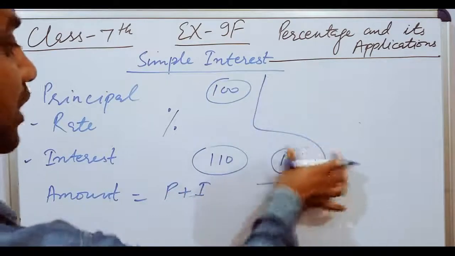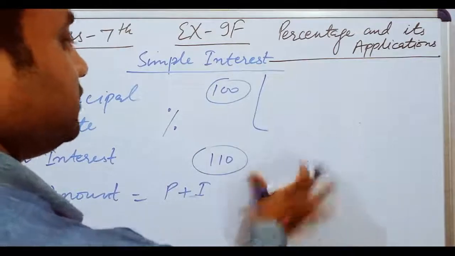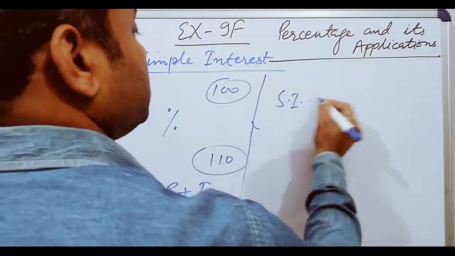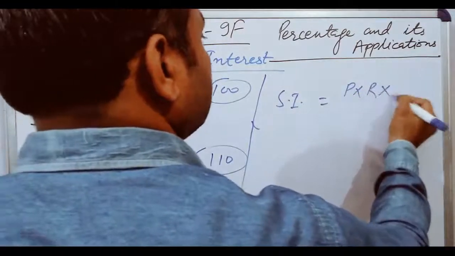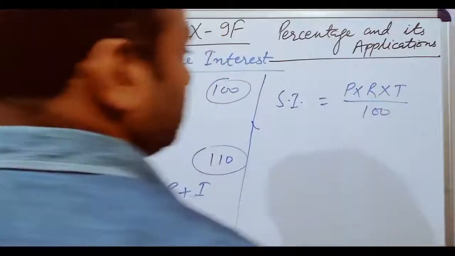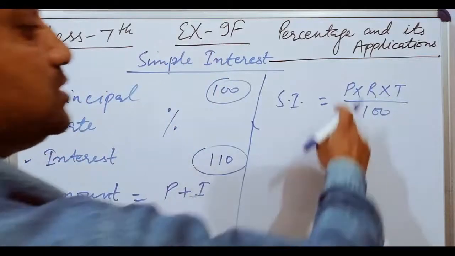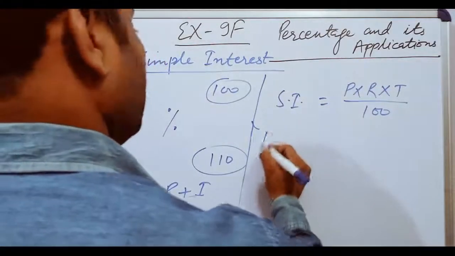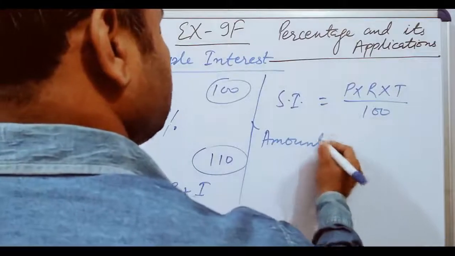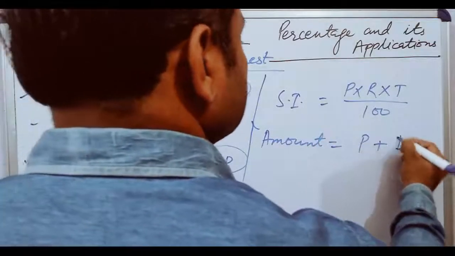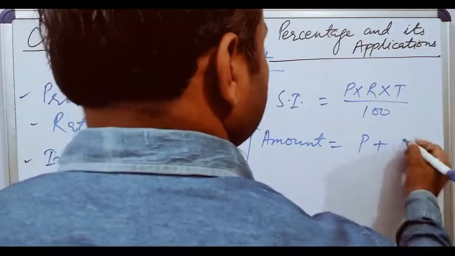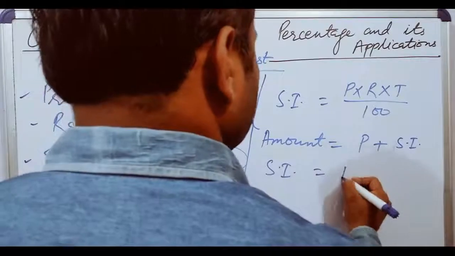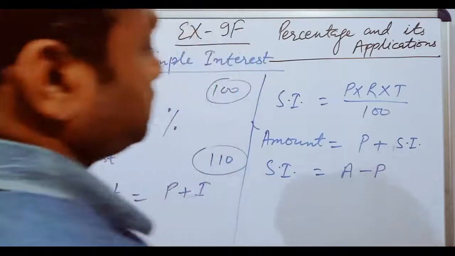Now, the formula to find the interest. Simple interest equals P into R into T upon 100, that is, principal into rate into time upon 100. And amount equals principal plus simple interest. Also, simple interest equals amount minus principal. Okay.